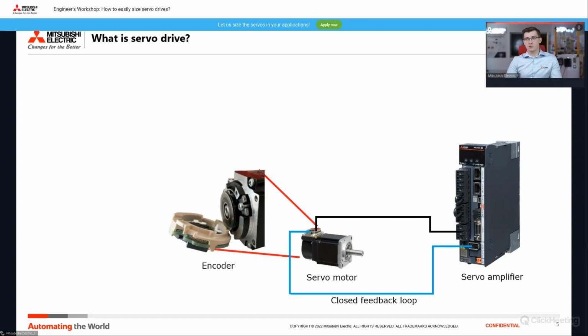Of course, not always does it have to be electrical. It can be any, let's say, system with this kind of feedback loop and with the gain from the amplifier.